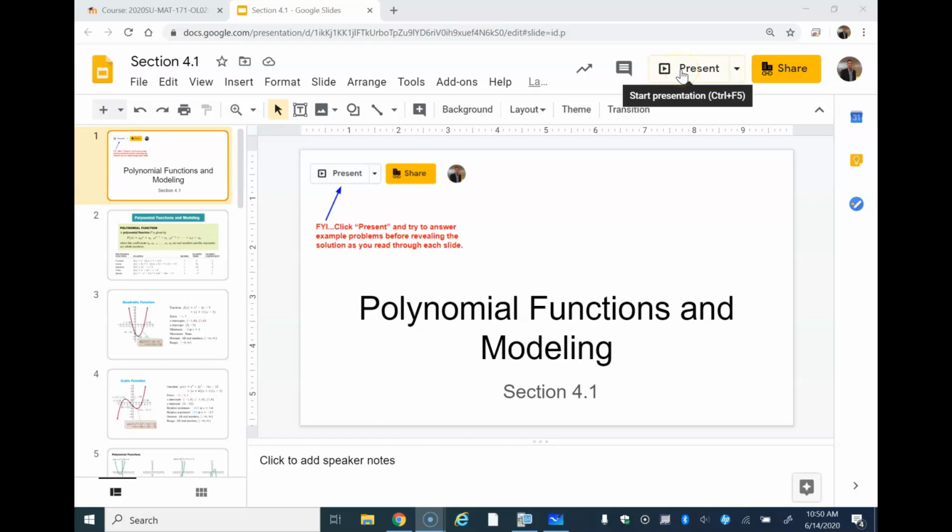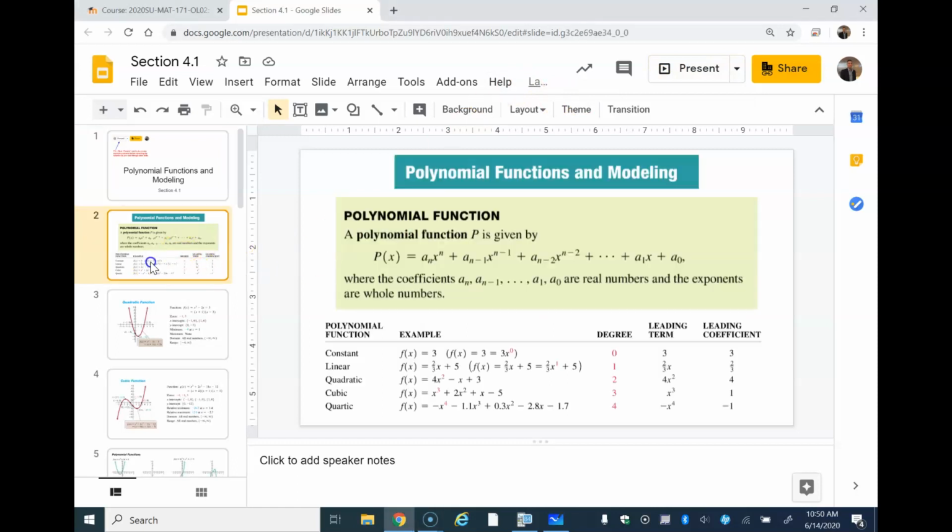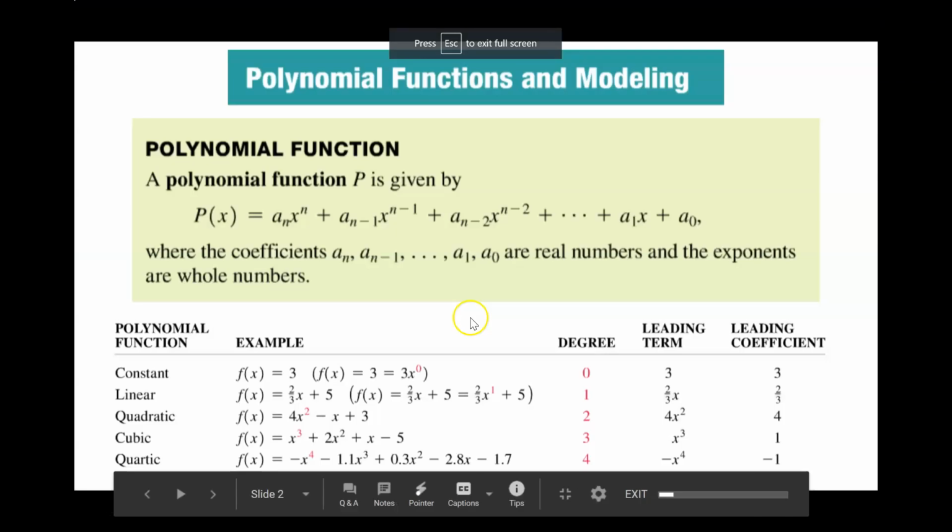So with this video, I want to go over section 4.1, polynomial functions and modeling. In this section, we're going to be looking at a polynomial function and just looking at what is called the leading coefficient. Leading coefficient in the leading term of every polynomial. So pretty much the first part of the function given. So let me just enlarge this.